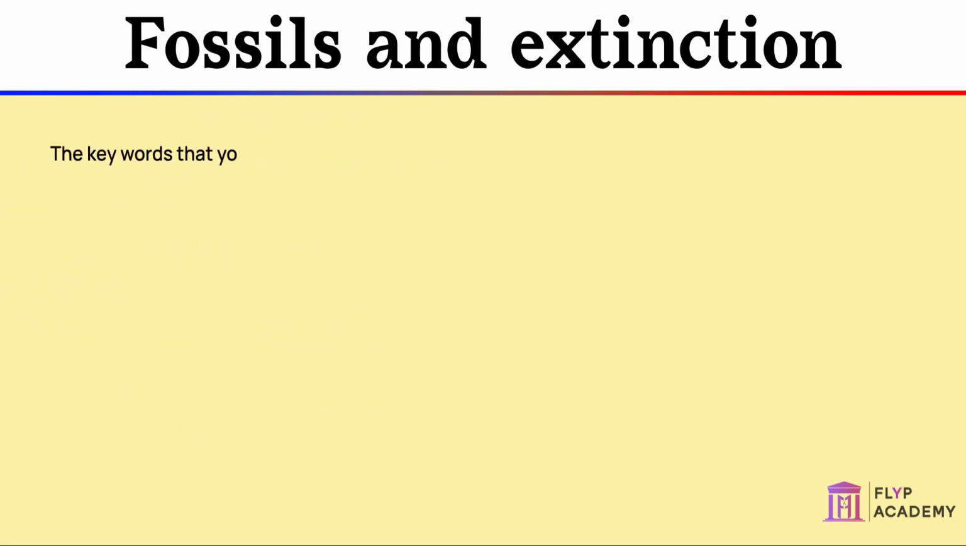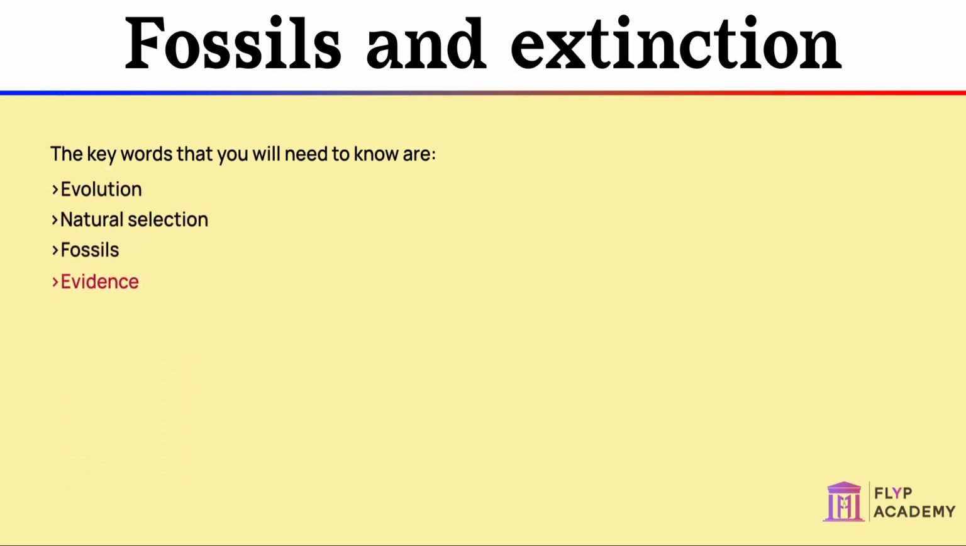The key words you will need to know are evolution, natural selection, fossils, evidence, extinction. We have already learnt about evolution and natural selection. Today we will examine some of the evidence that has led to this theory becoming more widely accepted.